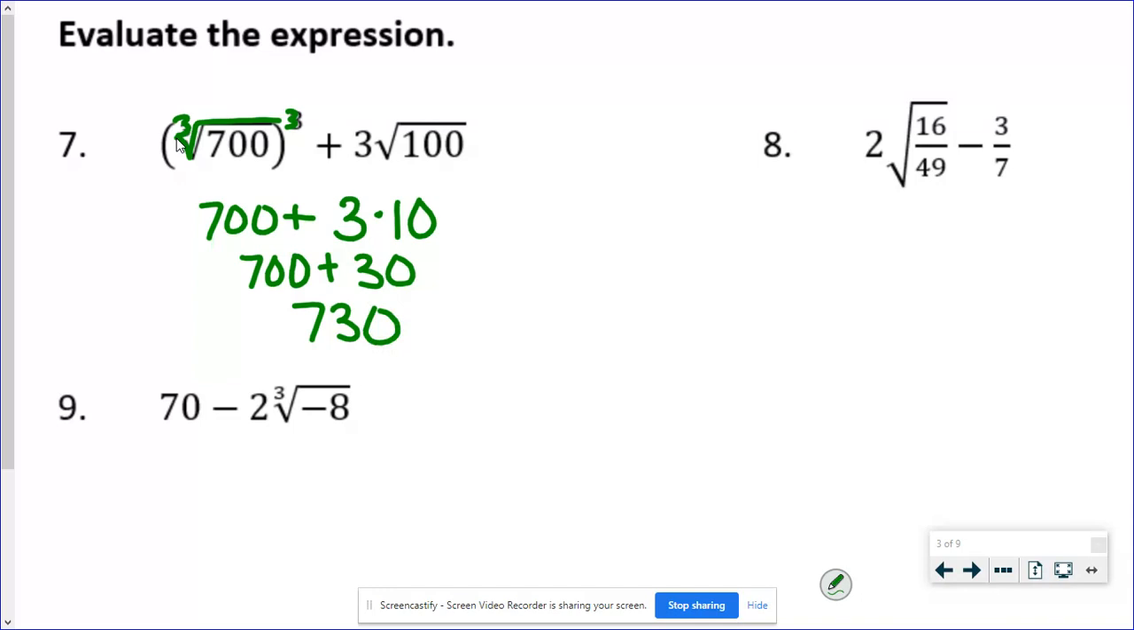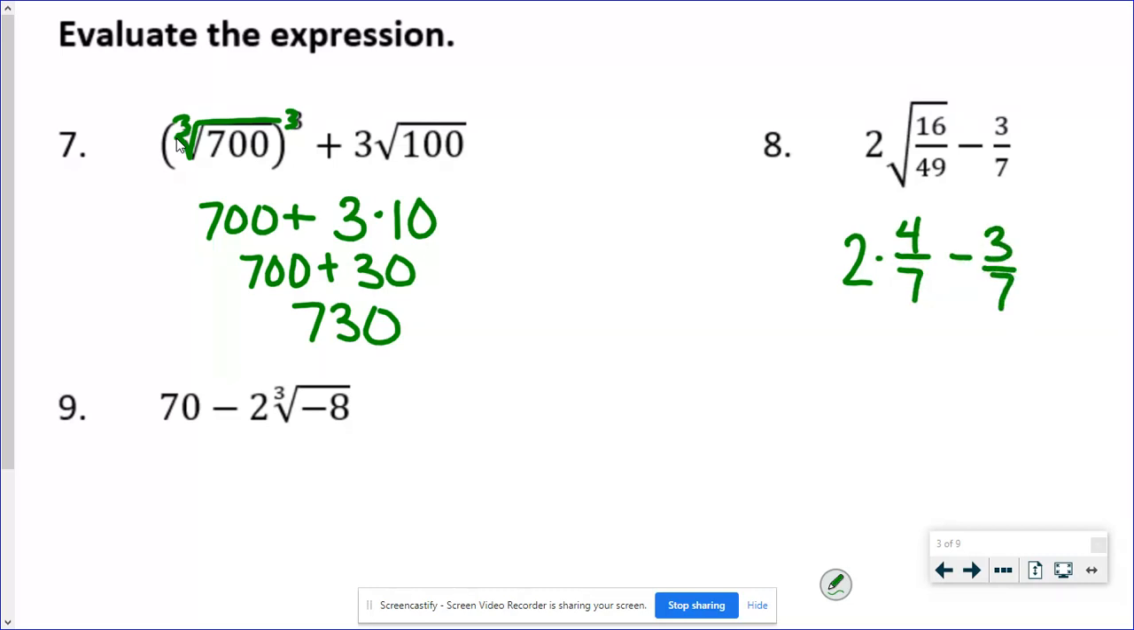For number 8, that fraction is not going to simplify, but they are both perfect squares. So if I take the square root of that, and again, that's just 2 times that answer, the square root of 16 is 4. The square root of 49 is 7.